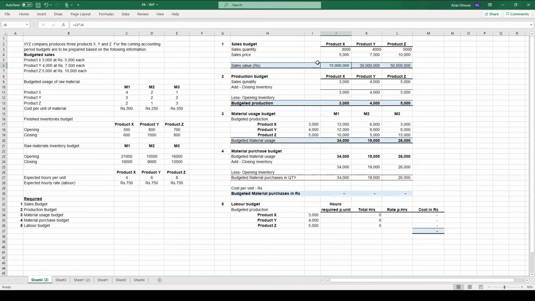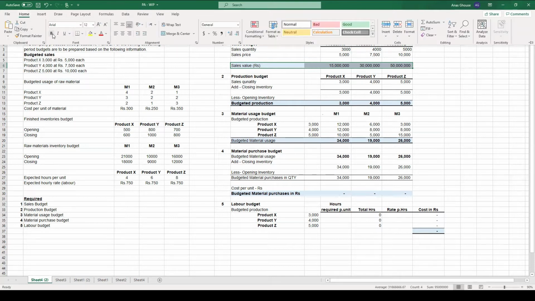And the company expects 15 million from product X, 30 million from product Y, and 50 million from product Z. So this is the sales budget based on the information.